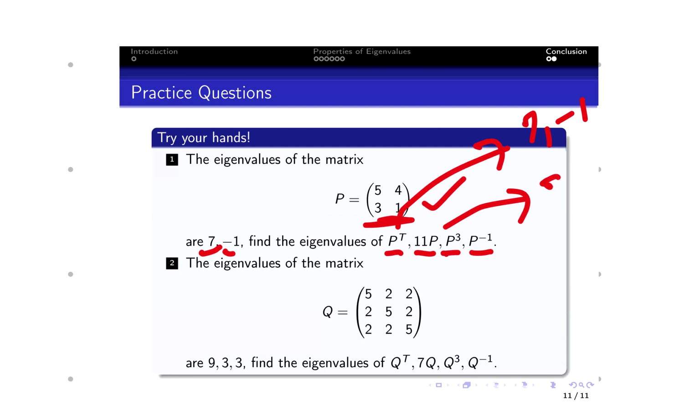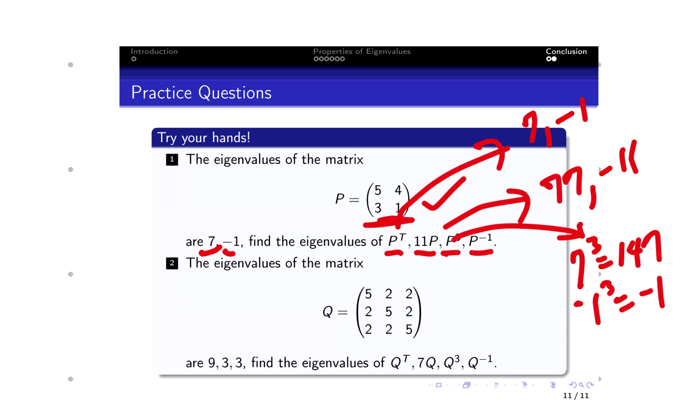For P raised to power 3, the eigenvalues are going to be 7 raised to power 3. 7 raised to power 3 is 7 times 7, 49, times 7. I think that should be 343, I'm not very sure. And then the other one is minus 1 raised to power 3, which is simply minus 1. All right. Then finally, P inverse. You should know that should be 1 over 7 and 1 over minus 1. So you don't have to start getting these matrices and look for the eigenvalues, because you know the rules already. Just follow the rules and you'll be fine.